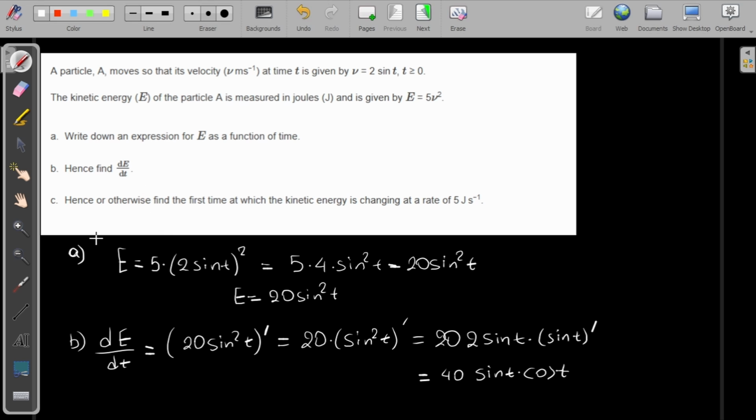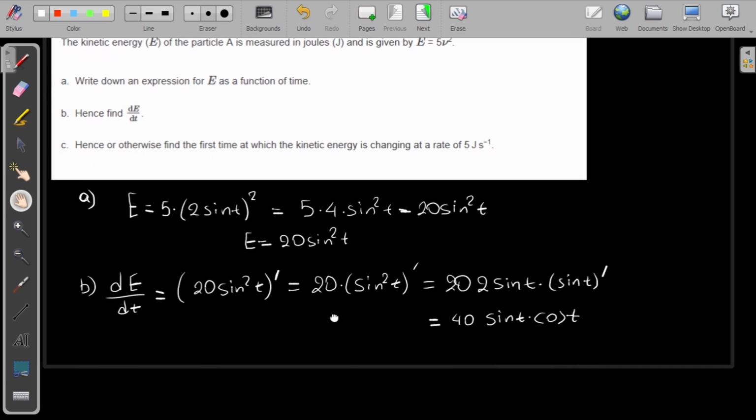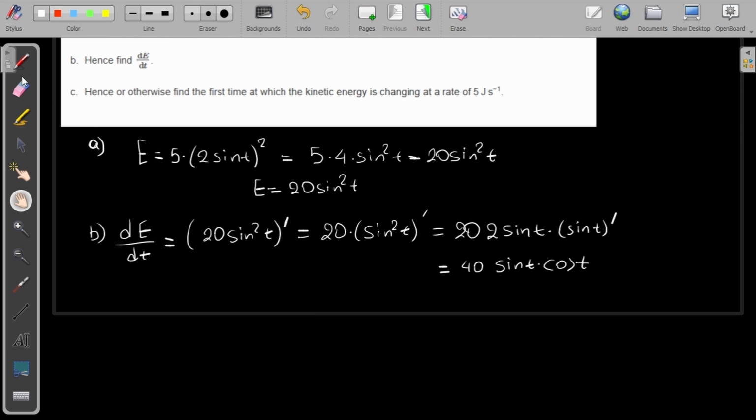Now, hence, let's move a little bit further down. Hence or otherwise, find the first time at which the kinetic energy is changing at the rate of 5 joules per second. So I want the first time that the rate is 5. Now how will we solve this question? Obviously you cannot solve it algebraically with the tools that you have in the IB curriculum.